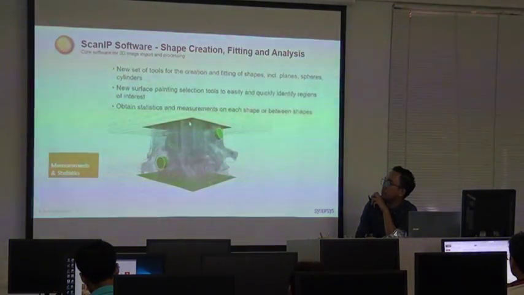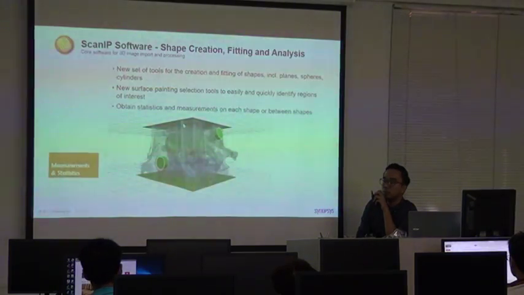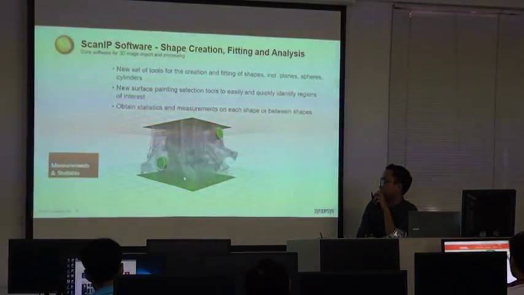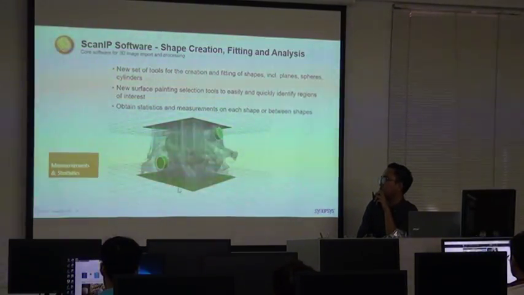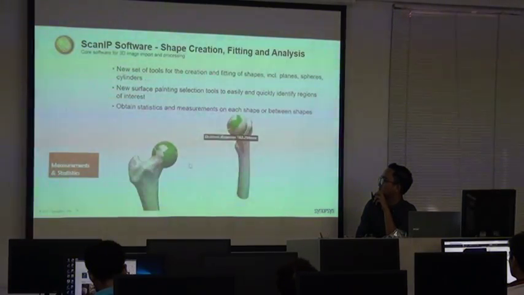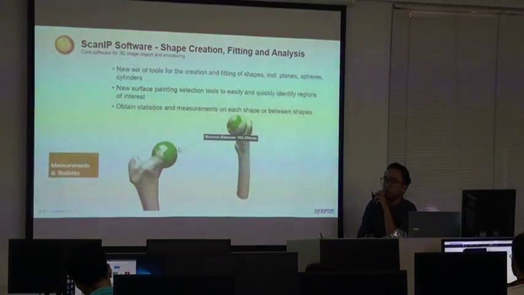We can also measure the distance between two shapes. So, as an example, if you want to know the height of this cylinder head engine, you just need to create a plane at the bottom and a plane at the top, and then you can measure the distance. So the same for femur. We just need to paint the femur head, and then it will create a sphere, and then we can measure the distance between these two femur heads.